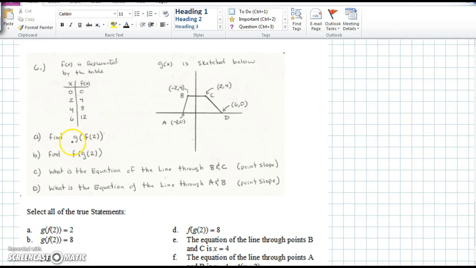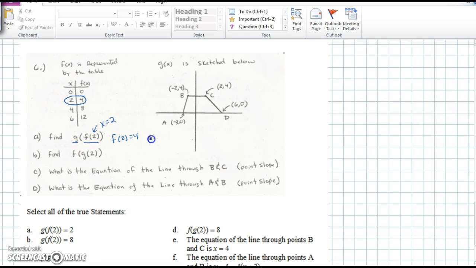So initially we're asked for the g of f of 2. So that means when x equals 2, what is the function value? Well, from the table, I can see that y is 4 when x is 2. So f of 2 equals 4.